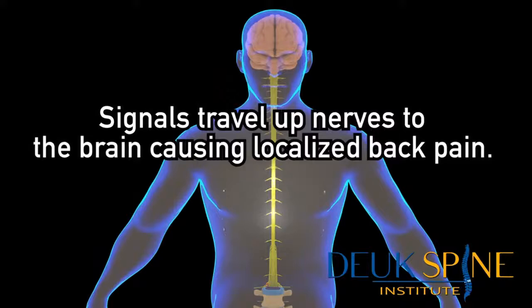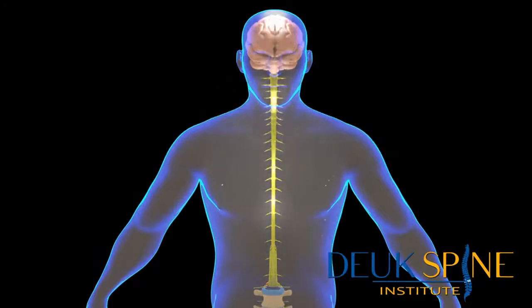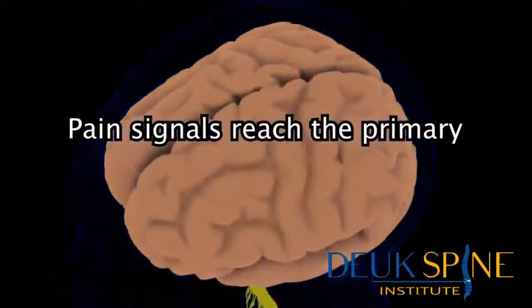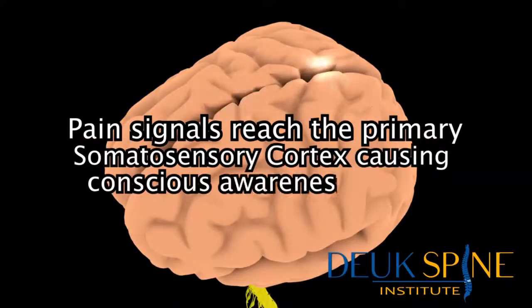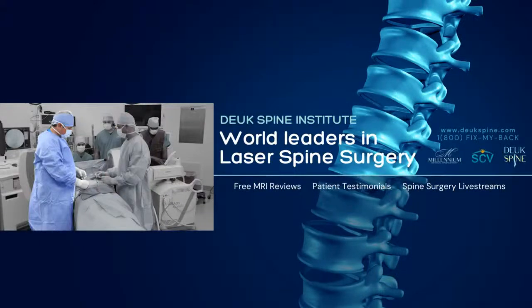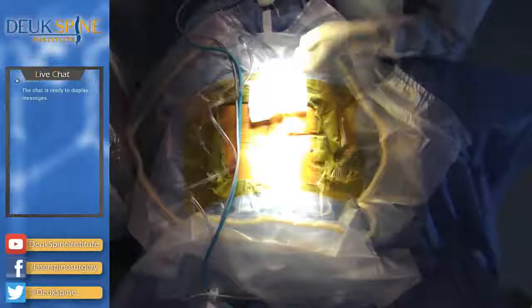I need to see 5-1 first. Pain signals reach the primary somatosensory cortex, causing conscious awareness of pain. If you have a herniated or bulging disc and back pain, submit your MRI for a free review at www.mri.dukespine.com. Shot.